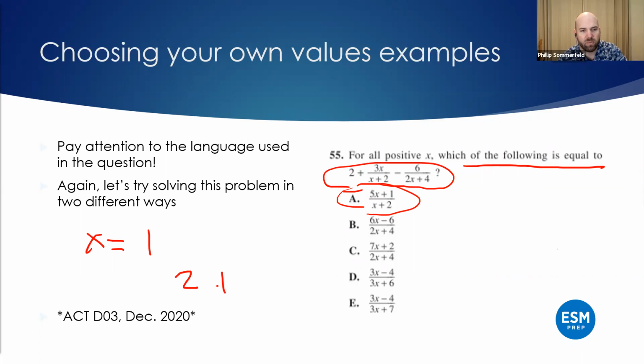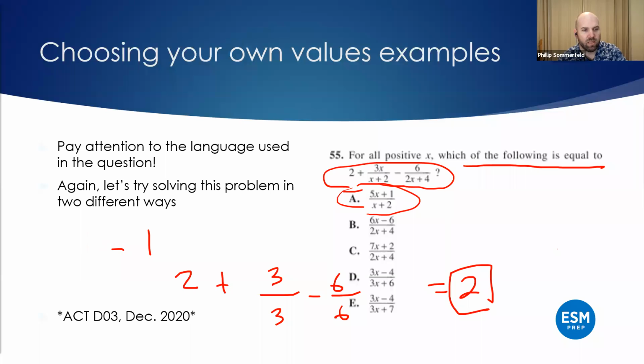So 2 plus, I plug in 1 here, I get 3, 1 on the bottom, 1 plus 2, that gives me 3, 1 here, that gives me 6 over 2 times 1 gives me 2 plus 4 gives me 6. So what I get is 2 plus 1 minus 1. So this ultimately gives me 2, assuming I haven't done any arithmetic incorrectly.